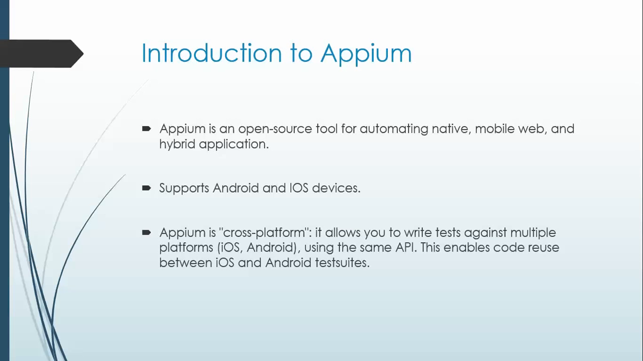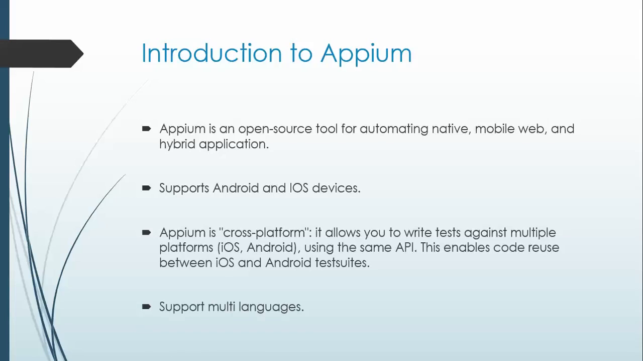As we discussed in the last point, it allows you to write tests against multiple platforms using the same API. It means you don't have to write separate code for Android and iOS. You only have to make a small change in the startup code that allows you to run on iOS or Android, but the remaining code will be the same. So you don't have to worry about the code part of it. The same code will work on both platforms.